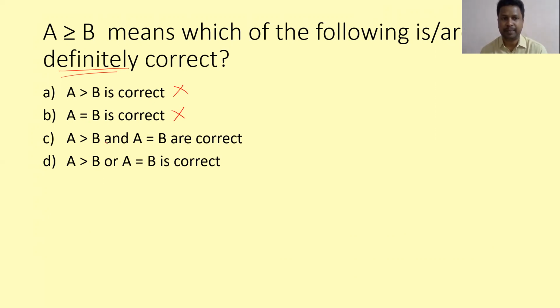Can I say A is greater than B and A is equal to B? No, I can't say it, because what does the word 'and' mean? Greater and equal won't happen at the same time, so this is wrong. Only I can say A is greater than B or A is equal to B is correct.